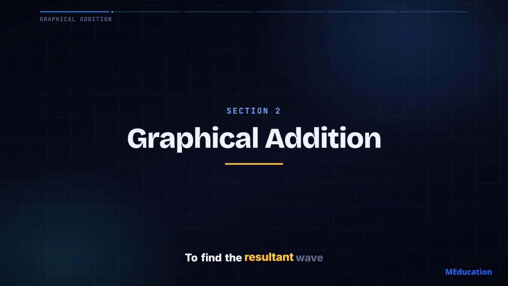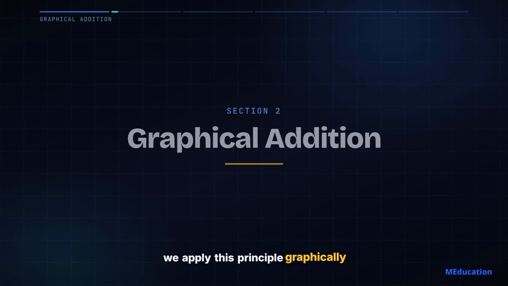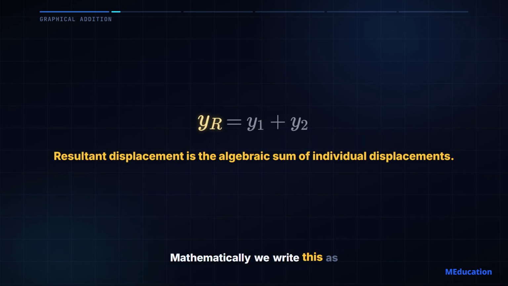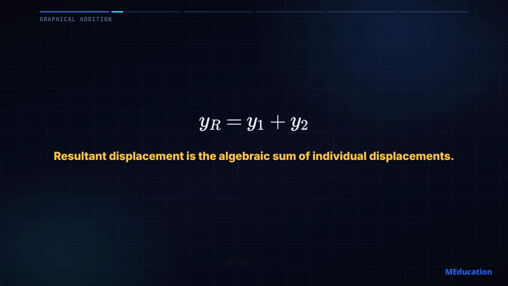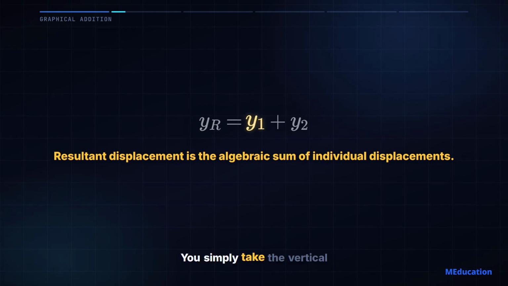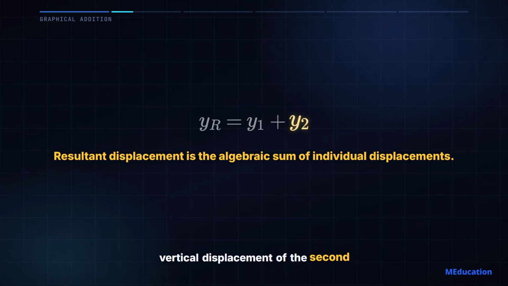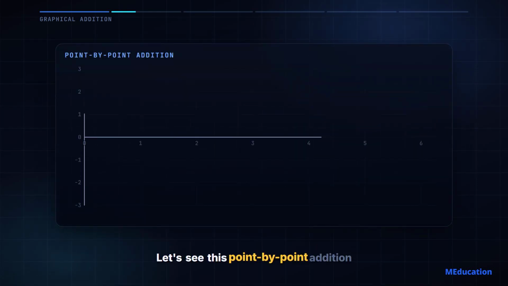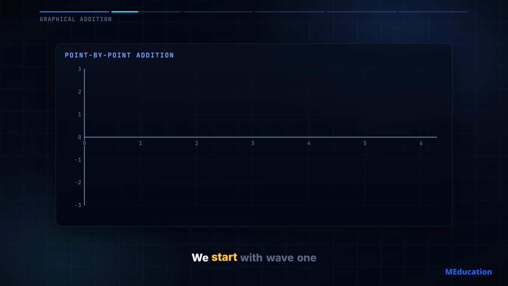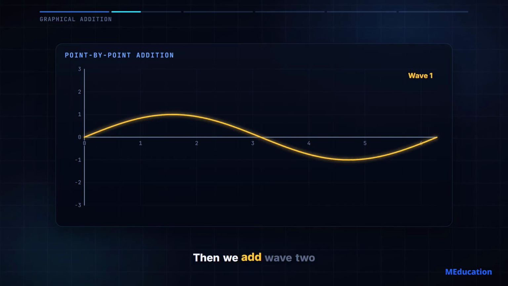To find the resultant wave when two waves cross, we apply this principle graphically. Mathematically, we write this as yr equals y1 plus y2. You simply take the vertical displacement of the first wave and add it to the vertical displacement of the second wave. Let's see this point-by-point addition in action. We start with wave 1, then we add wave 2.